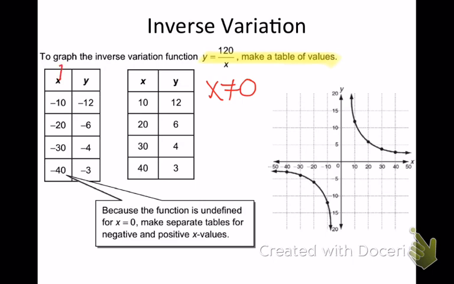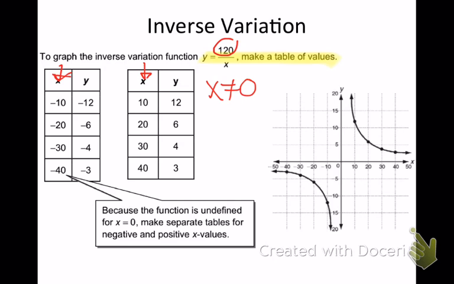Now, we always want some negatives and some positives. Why did they pick the values they did, like negative 10, negative 20, negative 30, negative 40? Why not like 1, 2, 3, 4? Because, if you think about it, with a number like 120, I don't want to pick numbers that are easily divisible by 120. It makes it a lot easier for me to graph, but then also I want a good range of numbers.